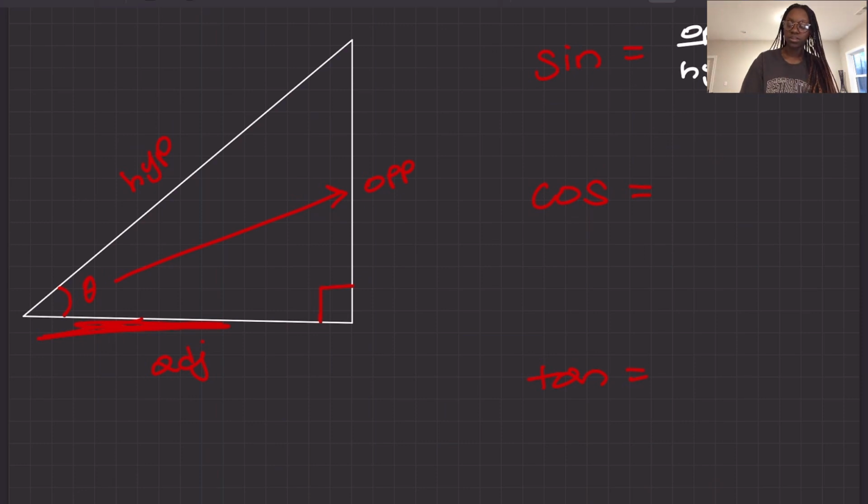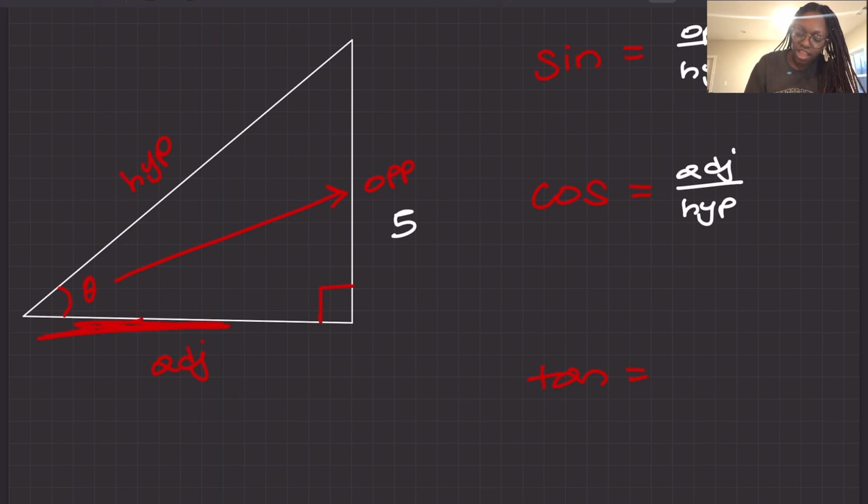Cosine would be adjacent over hypotenuse. So we have 5 here, let's say we have 7 here and we have 11, right? So the cosine of that missing angle right here, the unknown angle, would be 7 over 11, since it would be the measure of the adjacent side over the measure of the hypotenuse side, okay?